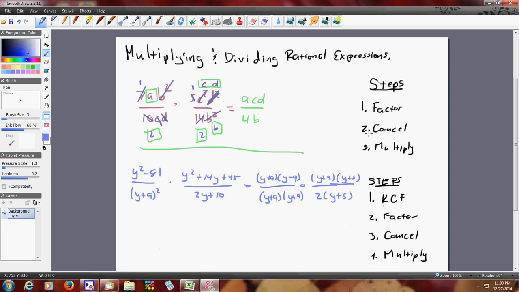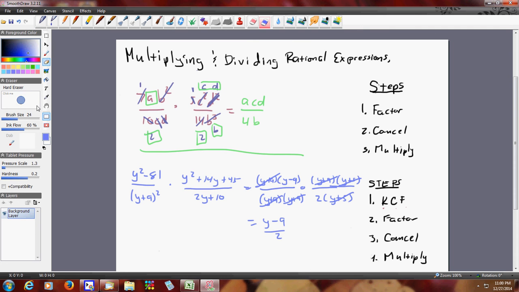Now I factored everything, so now I get to cancel. And this is the part that I like. y plus 9 cancels out with y plus 9. y plus 9 here cancels out with y plus 9. y plus 5 cancels out with y plus 5. So my final answer is y minus 9 over 2. That's all. That's all it is.